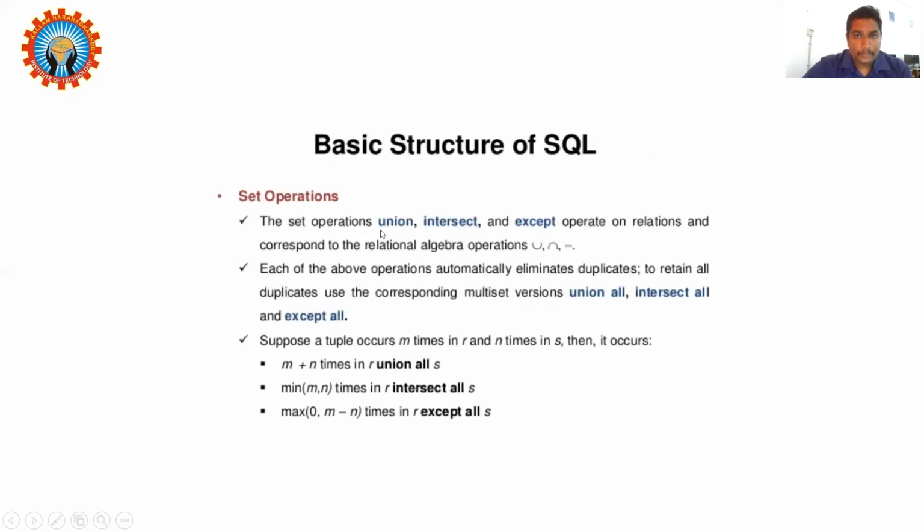Okay, next we have various set operators. Already we know about the set operators, that is union, intersection, and except. These set operators, union, intersection, and except, operate on relations, and they correspond to the previously discussed relational algebra operations. Okay, so each of the above operations automatically eliminates duplicates. To retain all duplicates, use the corresponding multiset versions. We use union all, intersect all, and except all.